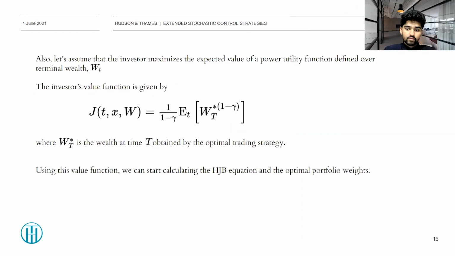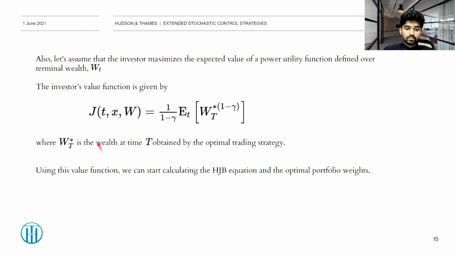After we have calculated the dynamics of the wealth process, next we can look at formulating the optimization problem. Before we can do that, we need to look at the investor preferences and what type of investor we are looking at. In this model, the authors assume a power utility function defined over terminal wealth as the investor utility function. And our objective here is to maximize this utility function at terminal time capital T.